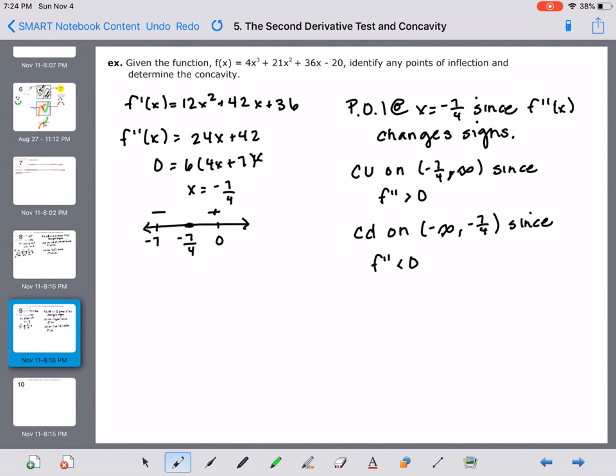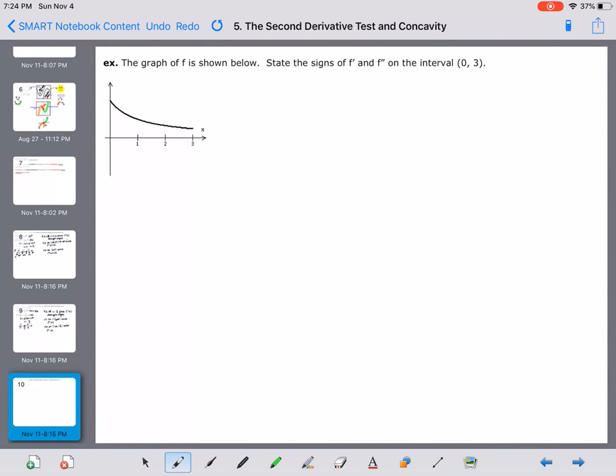of the first. Let's look at the very last question. It says the graph is of f, so this is the main function. This is f of x, shown below. State the signs of f prime and f double prime on the interval from 0 to 3. So for f prime, I want to look at, is my function increasing or decreasing? F prime is the slope of this. So since my function is decreasing, that means my f prime is less than 0, negative. And that's because f is decreasing.